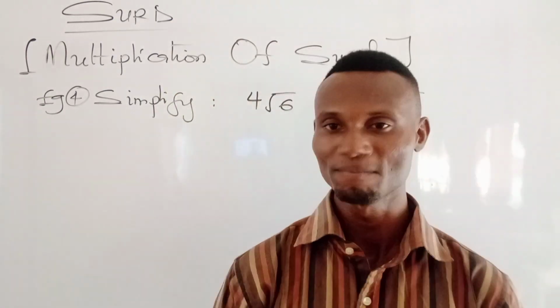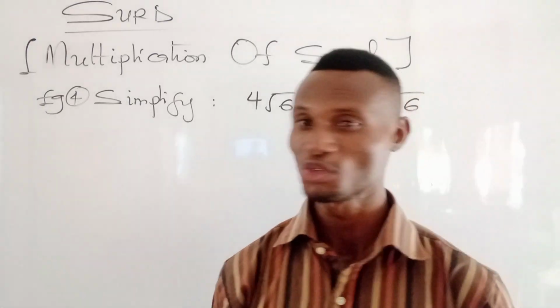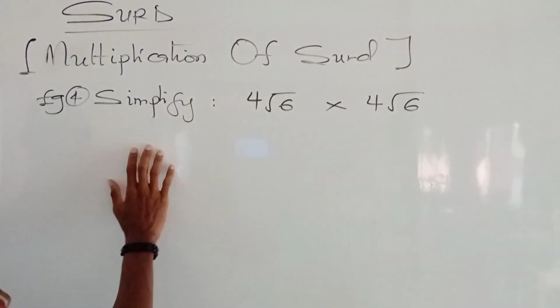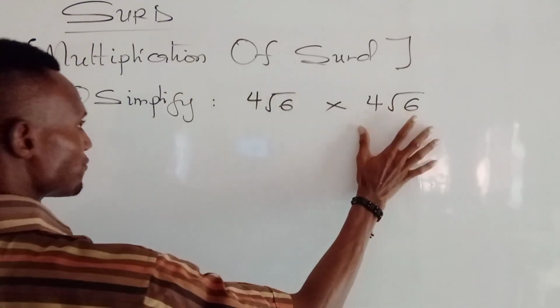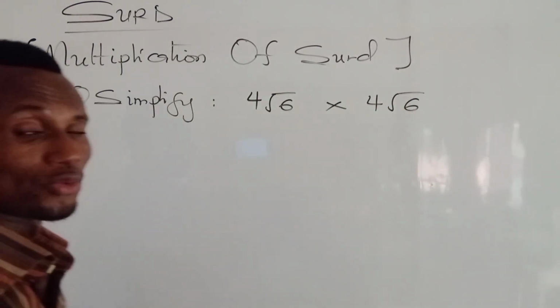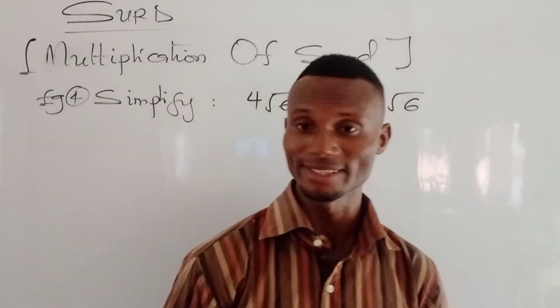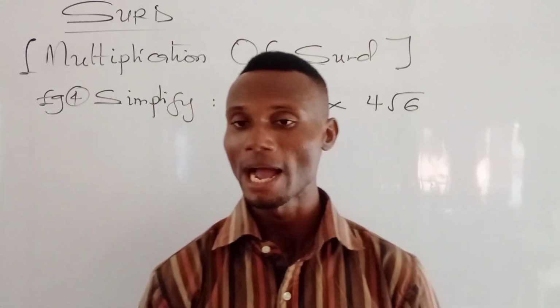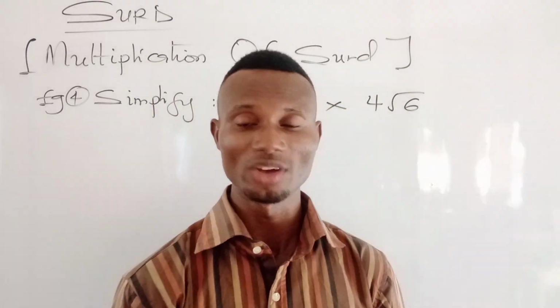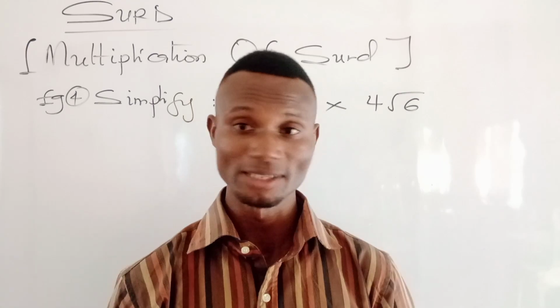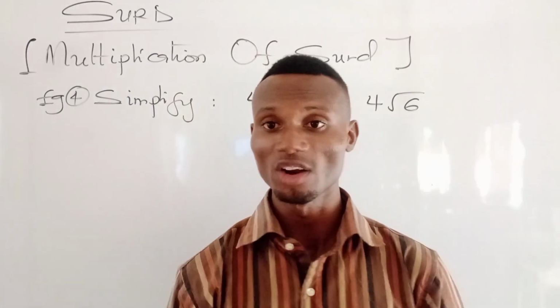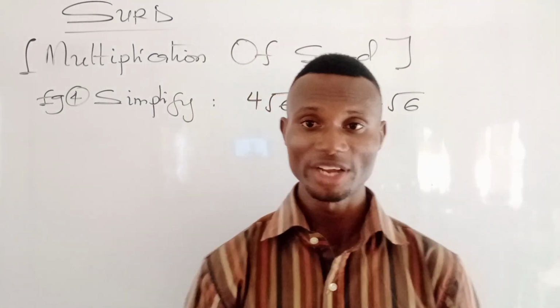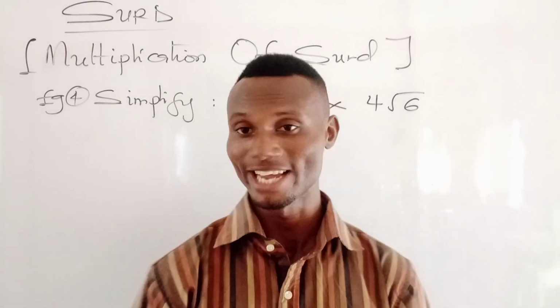So let's handle the example 4 that I have on the board. Example 4 says, simplify 4 root 6 times 4 root 6. So we are being asked to simplify 4 root 6 times 4 root 6. There are different methods that you can use to simplify this one, so I'm going to show all of them to you, so that the one which you are comfortable with, you stick to it.